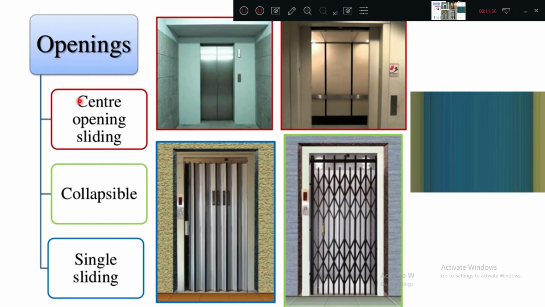What type of openings can you get? Okay, center opening sliding means what? This is the central opening sliding. What is this, collapsible? So the shutters may collapse, like this, the gates or this one. Single sliding means what? One side it can slide. Okay, so three types of openings are possible here.